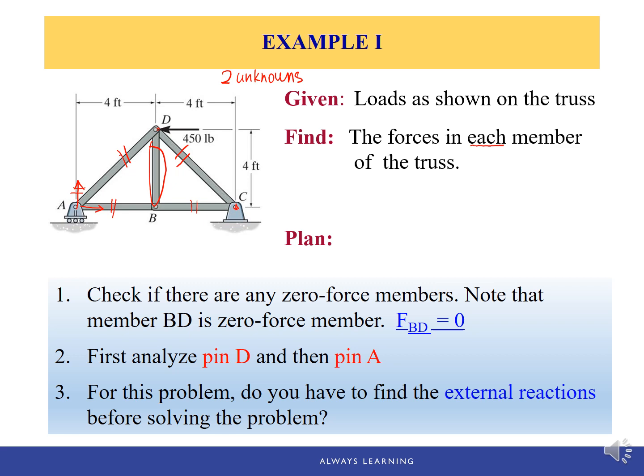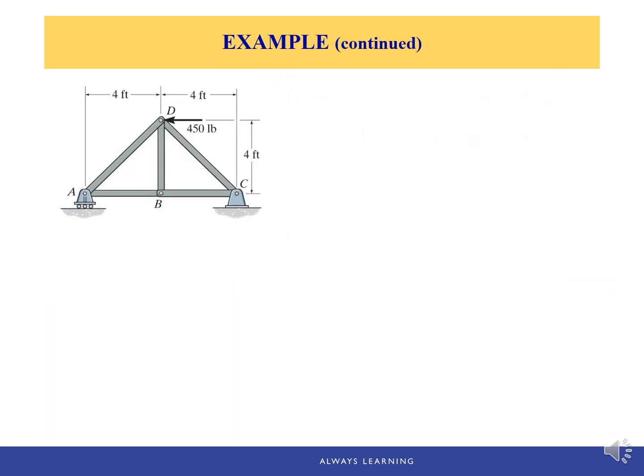Okay, so let's write them down. First, as we mentioned earlier, we're going to start with pin D. So the first step is to draw the free body diagram of pin D. Well, before that, let's mark BD as a zero force member. So we're going to remove it from the structure. So we're not going to have BD in the free body diagram of any joints or any pin. So let's draw the free body diagram of pin D.